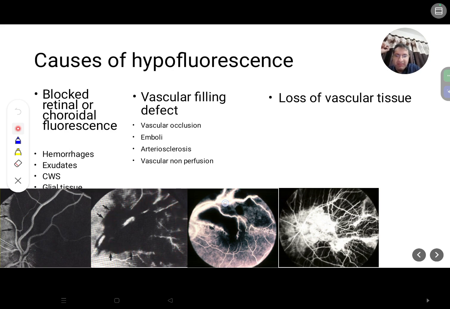The second example is of vasculitis causing non-perfusion of this area. The third reason which can cause hypofluorescence is the loss of vascular tissue, as in this example, in cases of very high myopia or choroideremia.